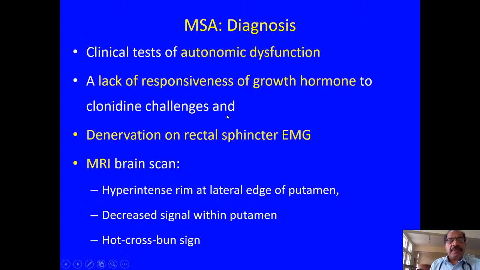MRI is more sensitive compared to CT scan. So in MRI you can see certain features which are suggestive of MSA. If you look at the putamen, by the side of the putamen there will be some hyperintense rim on the outer side, and also there will be decreased signal from the putamen. And if you look at the brain stem, there will be a cross bun sign.